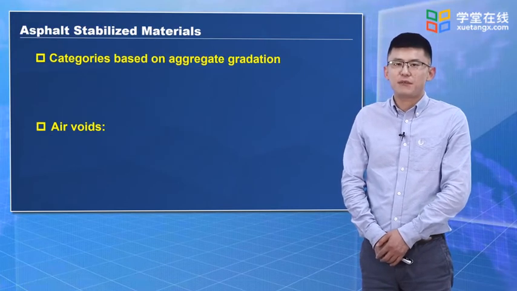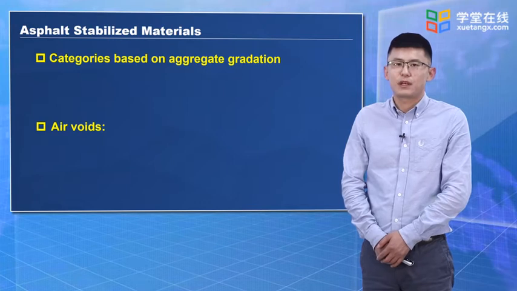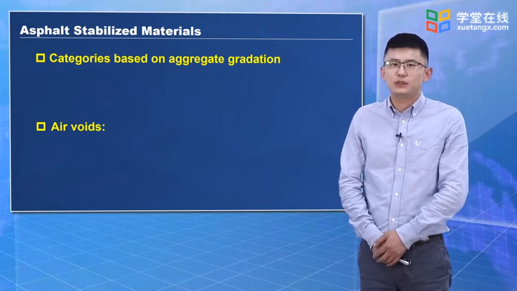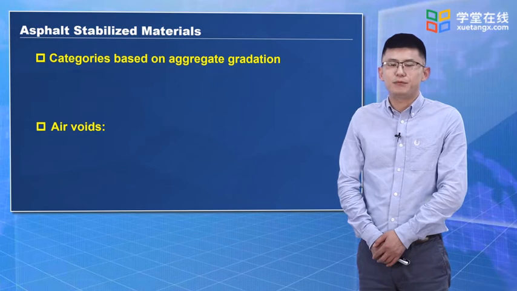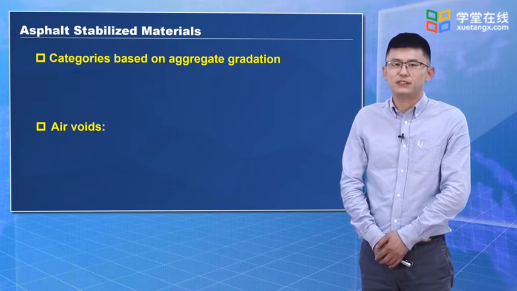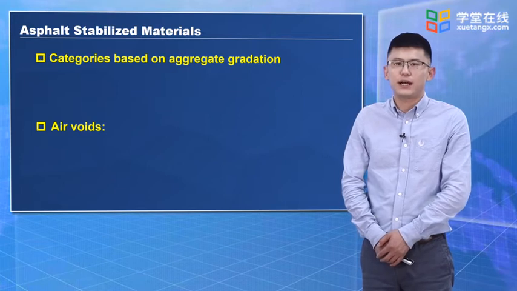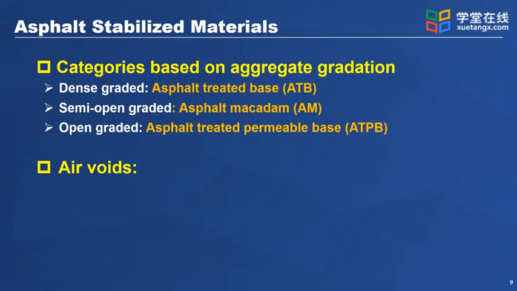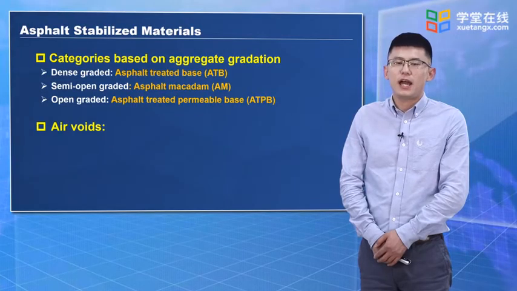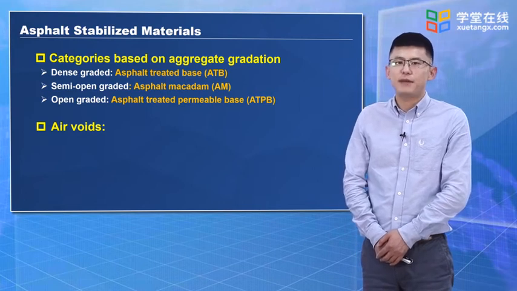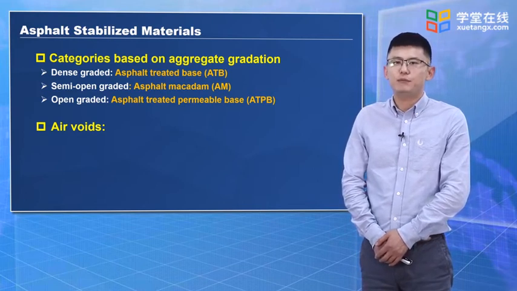About the asphalt stabilized materials, we just introduced the inorganic binder stabilized. So the asphalt stabilized, we can also call organic stabilized. So what are the categories based on the aggregate gradation? We have three of them: dense graded, semi-open graded, and open graded. And those typical materials, we could have asphalt treated base, asphalt macadam, and asphalt treated permeable base.